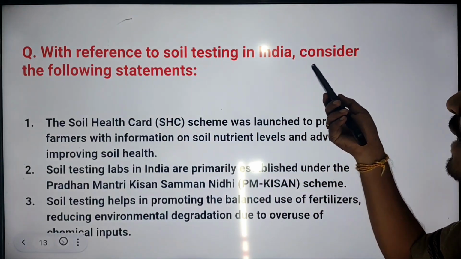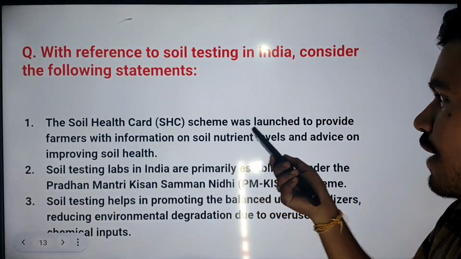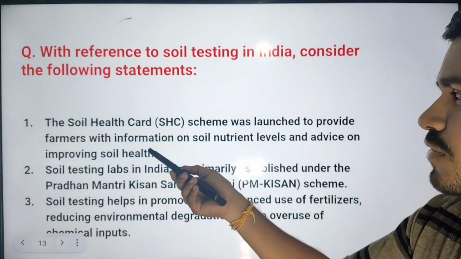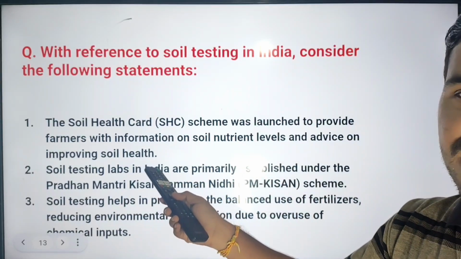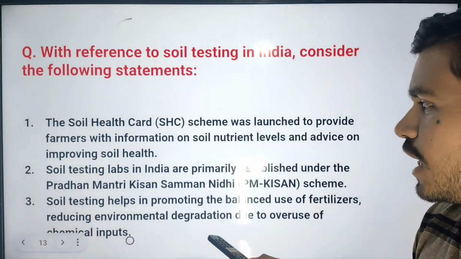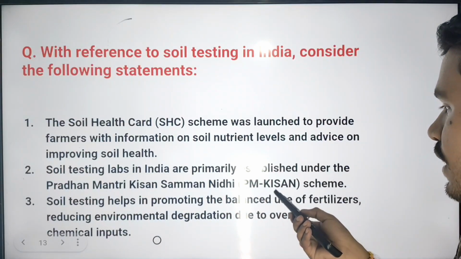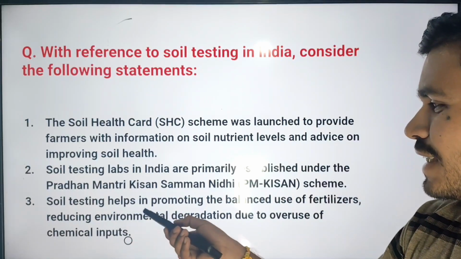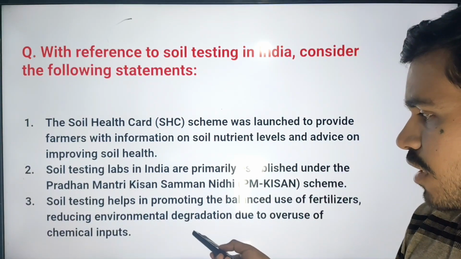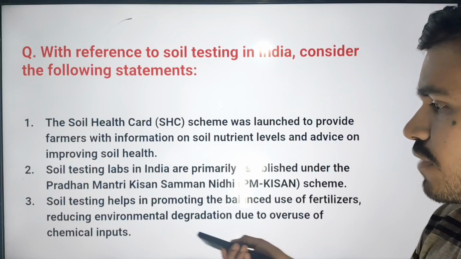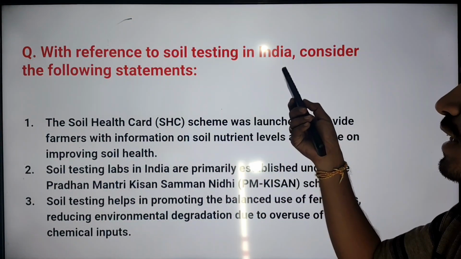With reference to the soil testing in India, consider the following statements. First one, the soil health card scheme was launched to provide farmers with information on soil nutrient levels and advice on improving soil health. Second statement, soil testing labs in India are primarily established under the Pradhan Mantri Kisan Samman Nidhi scheme. Third one, soil testing helps in promoting the balanced use of fertilizers, reducing environmental degradation due to overuse of chemical inputs. So which of the following statements regarding soil testing in India are correct?